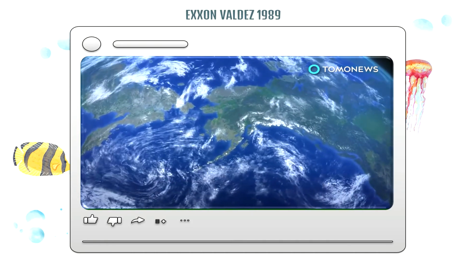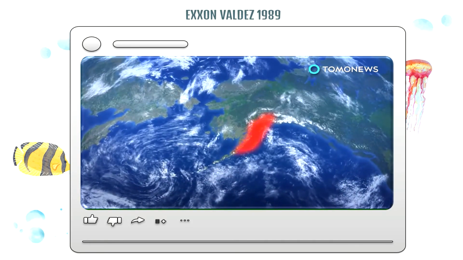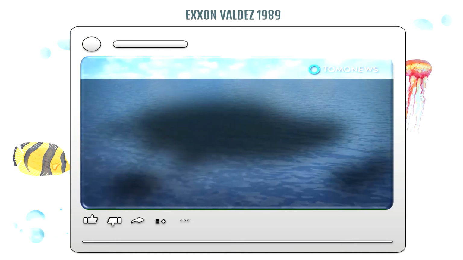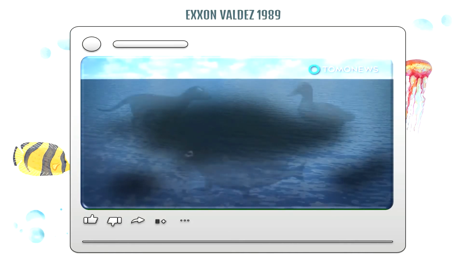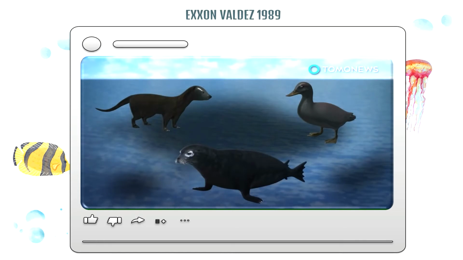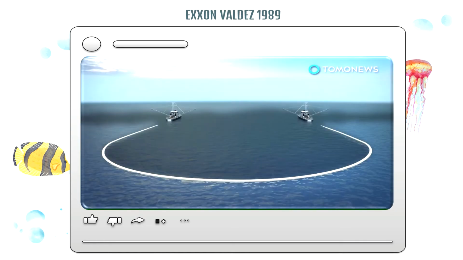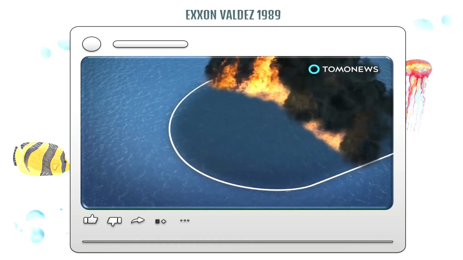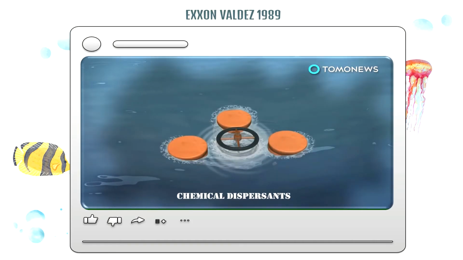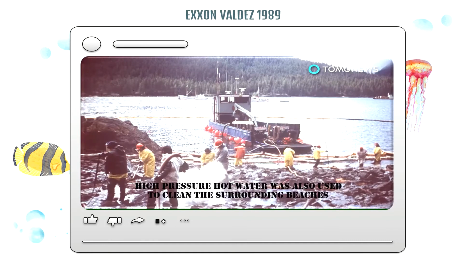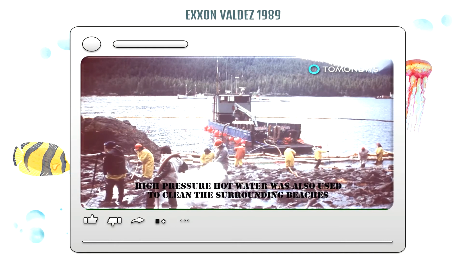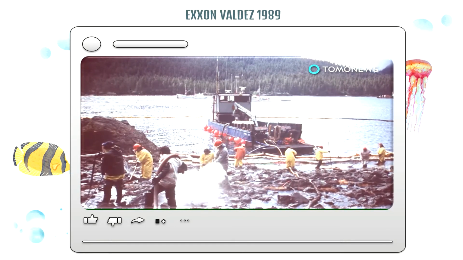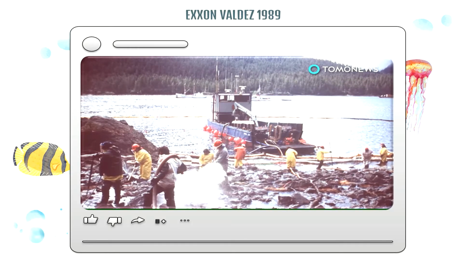According to Scientific American, nearly 2,000 kilometers of the shoreline were contaminated. Wildlife in the area was also severely damaged. Thousands of otters, harbor seals, seabirds, and fish were killed. According to the Environmental Protection Agency, 3 methods were used to clean up the spill: burning the oil on the water surface, mechanical cleanup via oil skimmers, and chemical dispersants. High-pressure hot water was also used to clean the surrounding beaches until it was determined that it was cooking microorganisms present in the shores, which in turn damaged the soil.